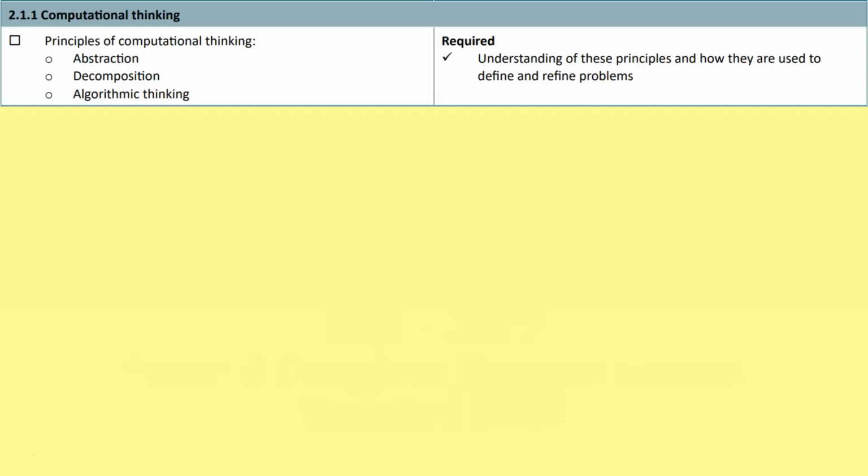So for each section, I will start with the actual specification from OCR, and that way you can see exactly what you need to be revising, what is required, what is not required for that topic. So we're going to start with the beginning of paper 2, and that is 2.1.1 computational thinking.